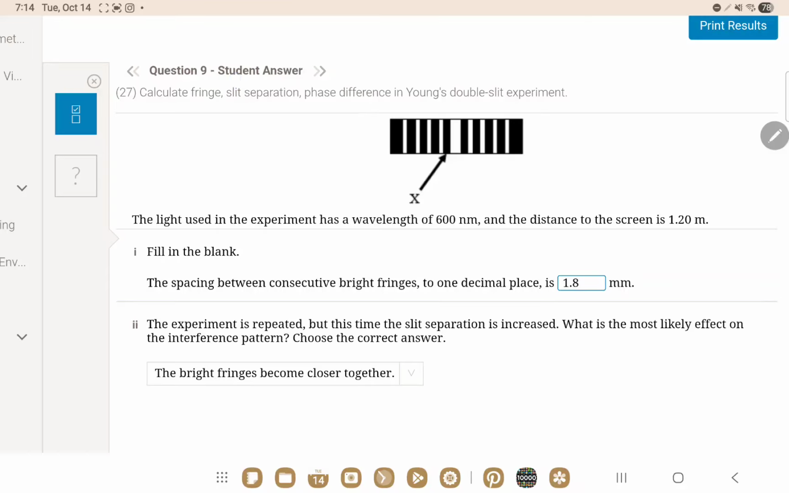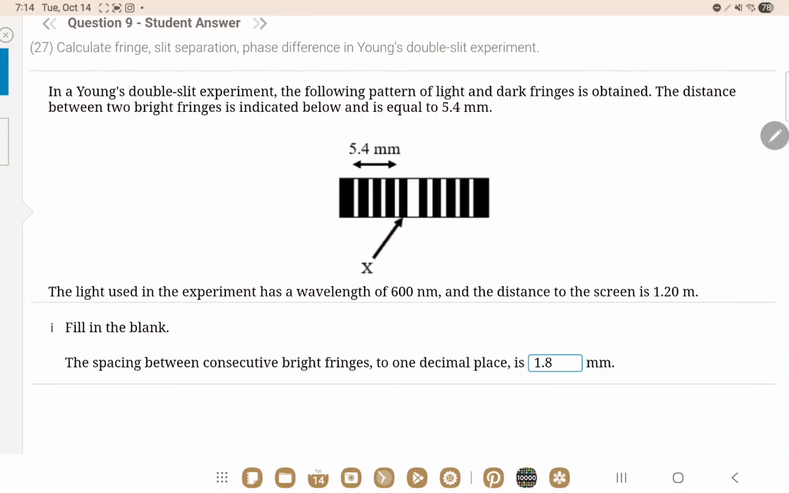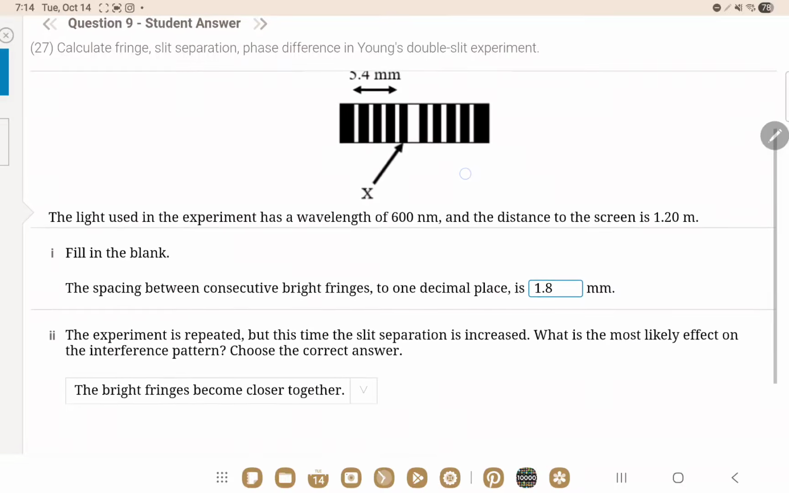Okay, here you have another question where you have slits. Anyways, in the Young's double slit experiment, the following pattern, and we know that this question has been wrong for a few weeks, it's 3 bright fringes. Anyways, so if between 3 bright fringes it is 5.4, between each one it is 1.8. You do 5.4 divided by 3. You get 1.8. Anyways, that's the first part.